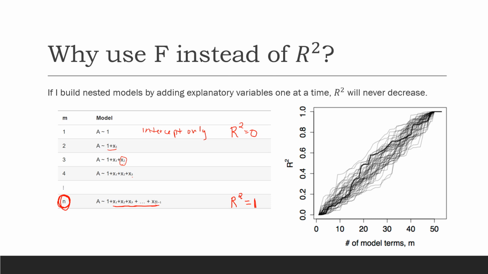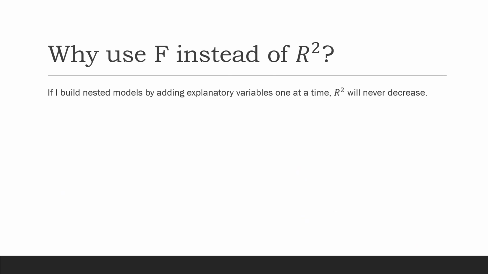And we can see that over here. Here we've got the number of model terms, and here we've got the r squared value. And we can see that these are strictly non-decreasing functions. Okay, so r squared will never decrease as I add things to the model.